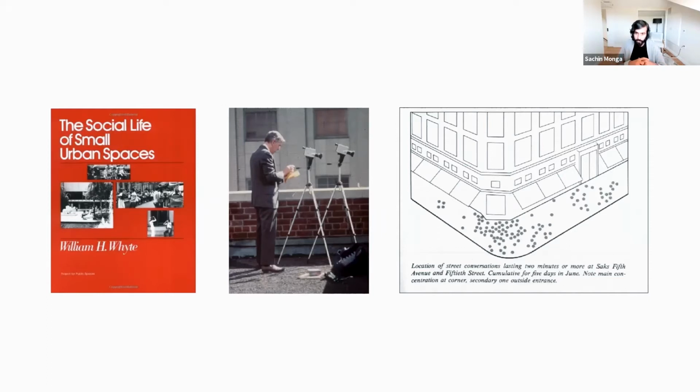This is a page from a book called The Social Life of Small Urban Spaces, which is awesome and I highly recommend. This is the location of street conversations lasting 2 minutes or more outside this building. You can see that by far the most of them cluster around the corner, and then there's another little cluster outside the entry of the building. If you design social apps, you can probably see some parallels here already: how do you shape an environment to be conducive to interaction? This has happened with cities, and is very much happening with digital spaces now too.